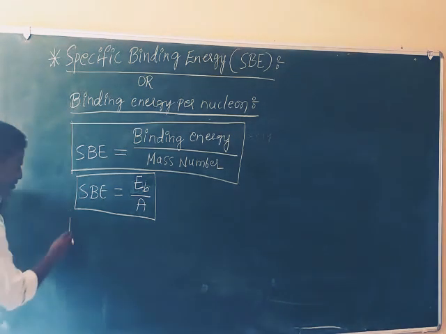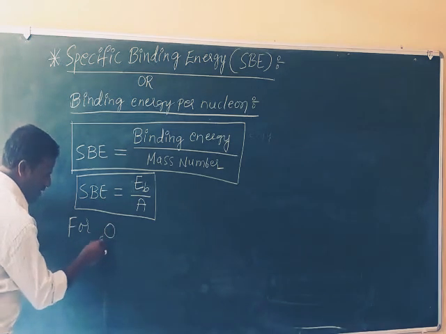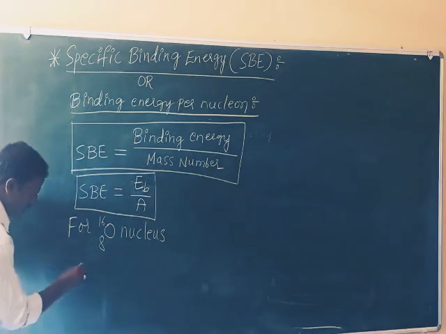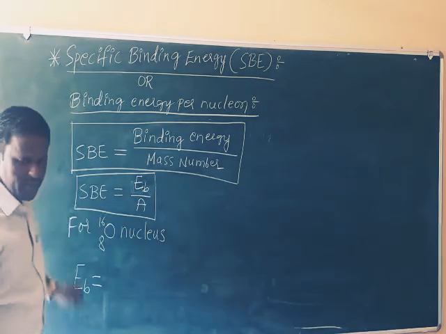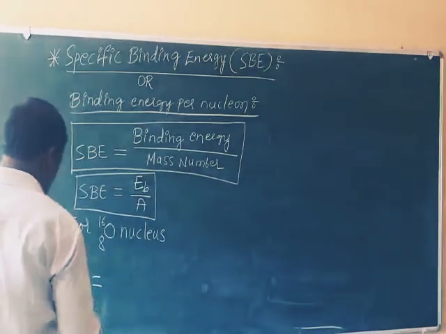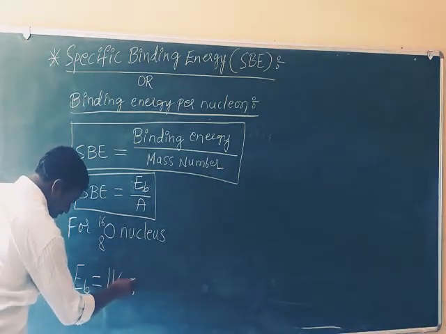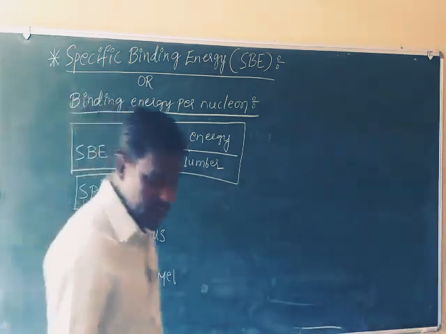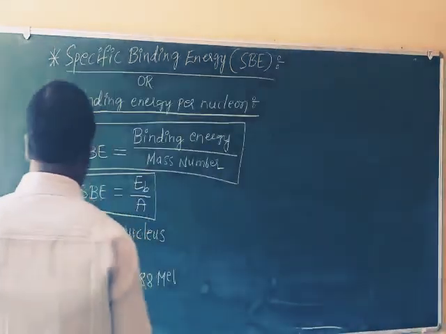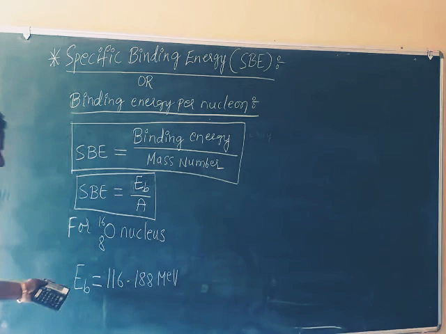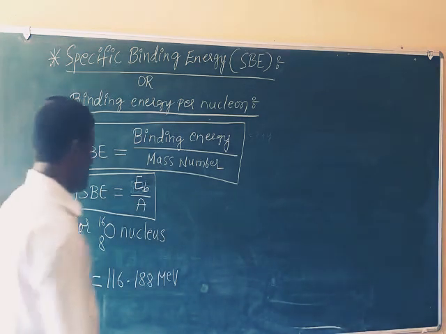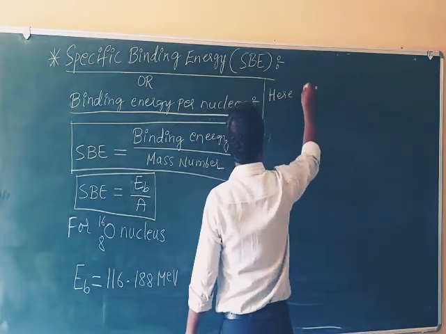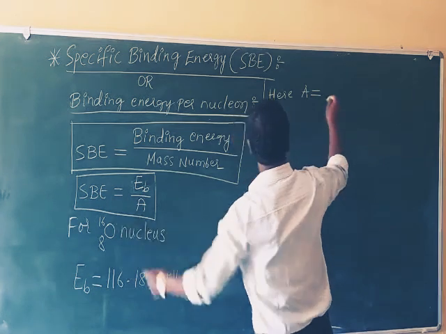So here for the oxygen-16 nucleus, what is the binding energy obtained? 116.188 mega electron volt. This is the binding energy. Remember the last example, you calculated the binding energy of the oxygen nucleus. This is equal to 116.188, right? The mass number A for oxygen is 16.